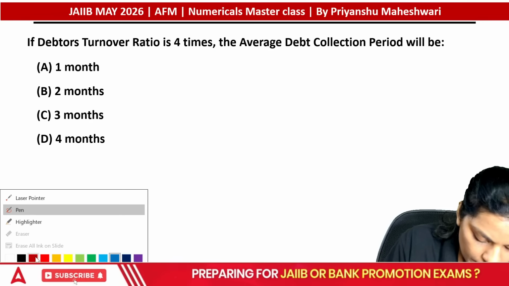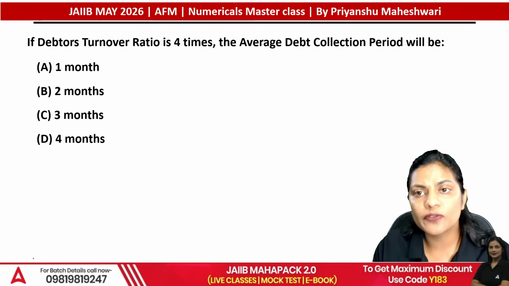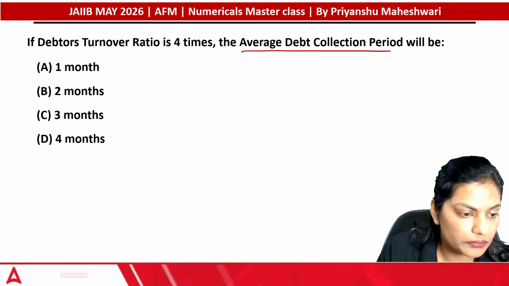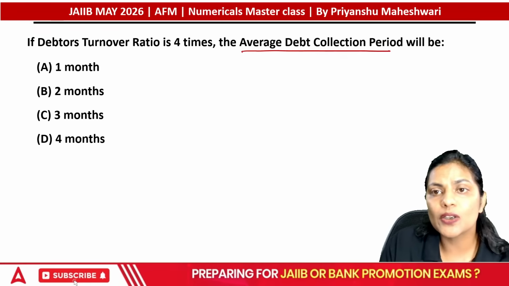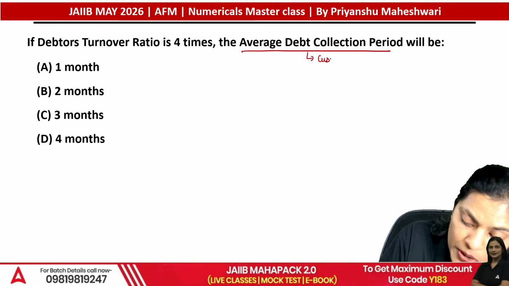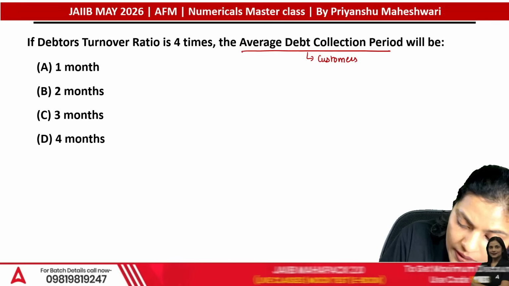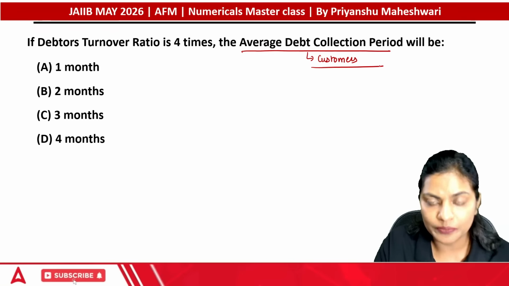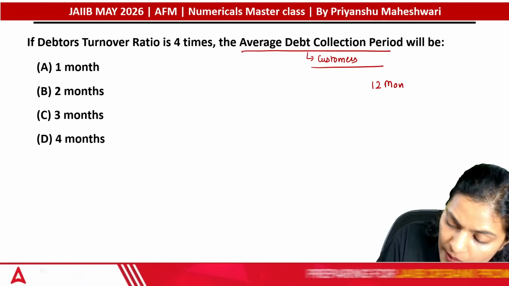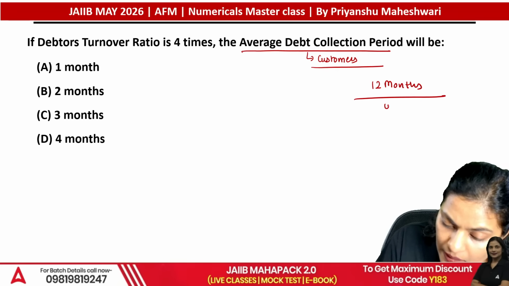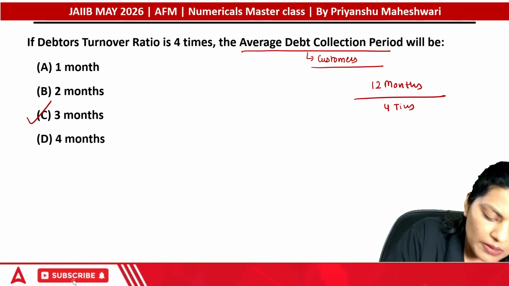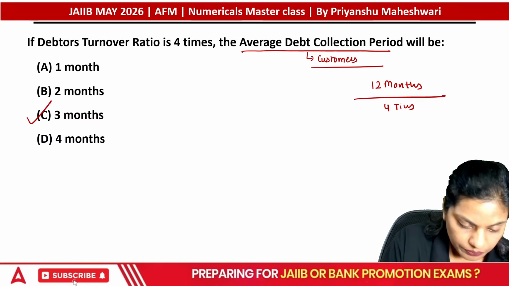Then, if the debtors turnover ratio is 4 times, average debt collection period will be? What will be your average debt collection period? Again, it is related to my customers to whom I have sold the goods on credit. Cash wale to already they would have paid. Now, it is in terms of month. So, 12 months divided by, again the same thing, 4 times. 3 months. Right?